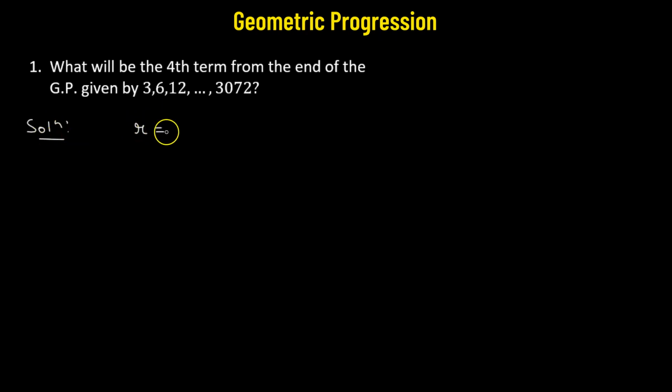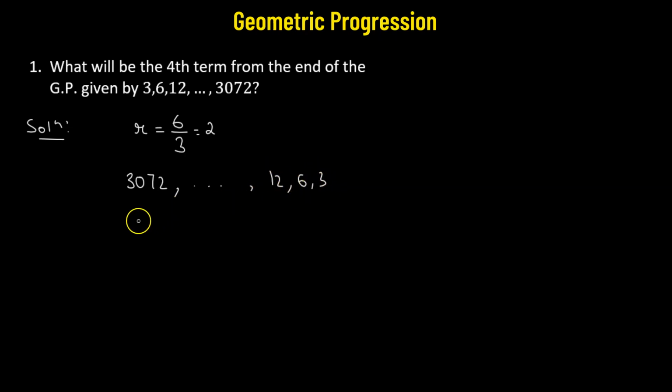So the common ratio will be, we'll consider the second term, which is 6, divided by the first term, that is 3. 6 over 3, that's 2. So that means the common ratio of this particular geometric progression is 2. Now, to find out the fourth term from the end, we'll write the given sequence in the reverse manner. So that means we'll consider 3072 as the first term. Then the remaining terms would be 12, 6, and 3.